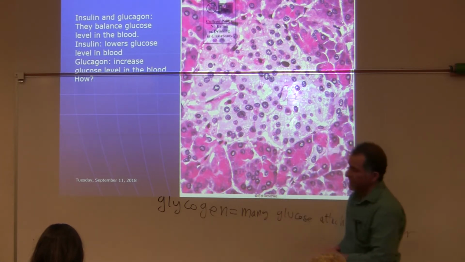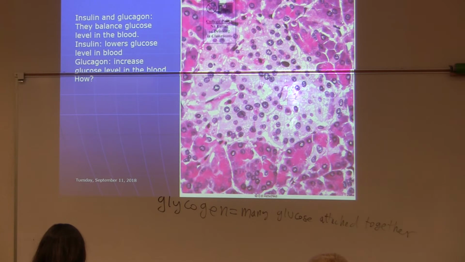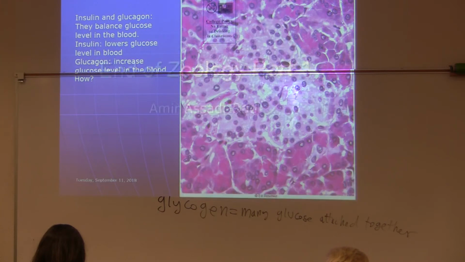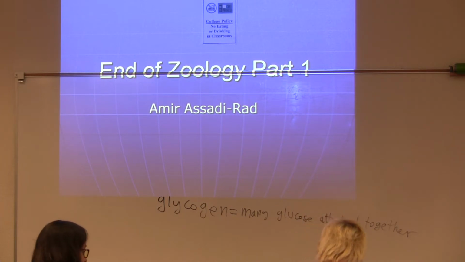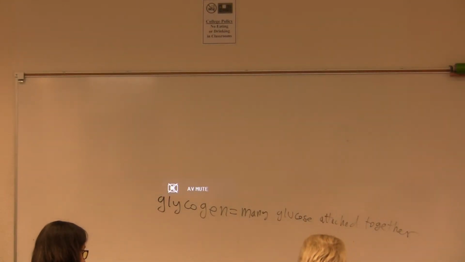So it increases the breakdown of glycogen, and then the glucose level in the blood goes up. And that's the end of the material for this exam. Does anybody have any questions? Is there anything I can explain on the whiteboard? Yes, please.